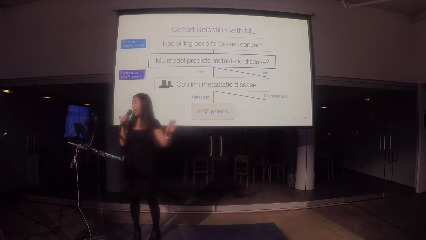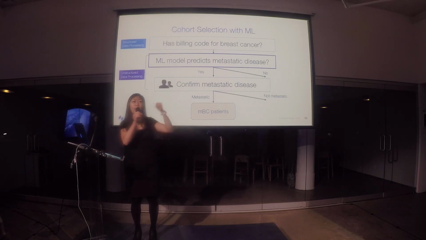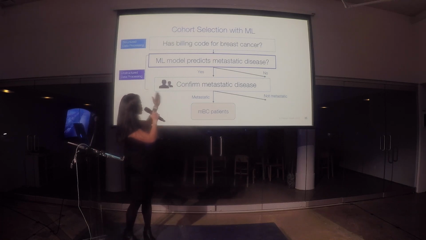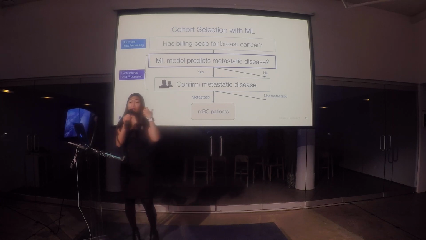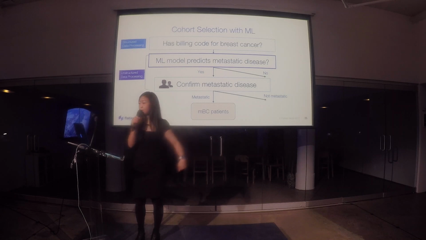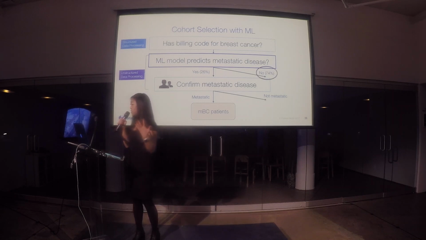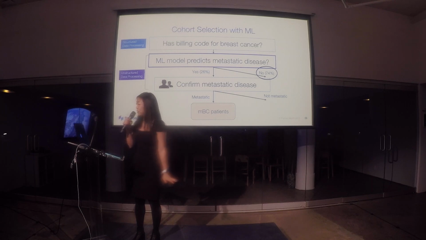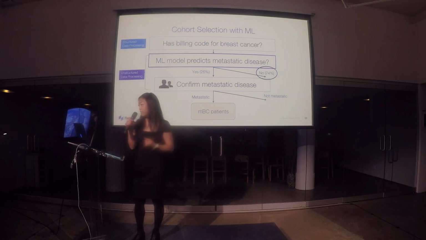And so what we did was we added machine learning as a filter in between the two steps of filtering. So in between the structured data processing and the unstructured data processing, we now have this layer of machine learning. We now have these patients that the structured data suggests might have breast cancer. We have a machine learning model look at it and ask, does this patient likely have metastatic breast cancer? If yes, then we'll have humans confirm. If not, we can exclude them. And so this actually had really good results. We were able to reduce abstraction burden by about 74%. The ML model wasn't perfect, but it found almost all of the patients.